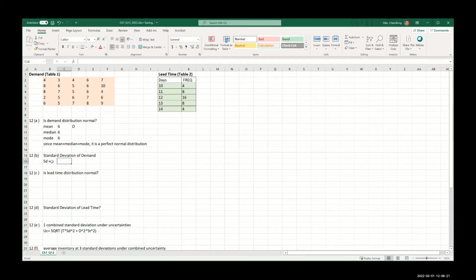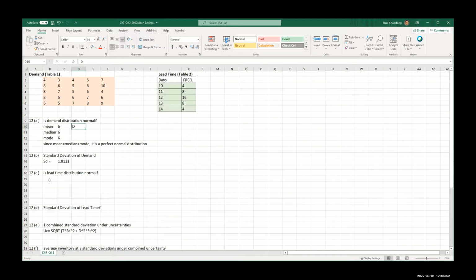So we can use an Excel formula. Since the textbook considers the data as a population, we use the population standard deviation formula, STDEV.P. Select the data range. All right, so that's the standard deviation.